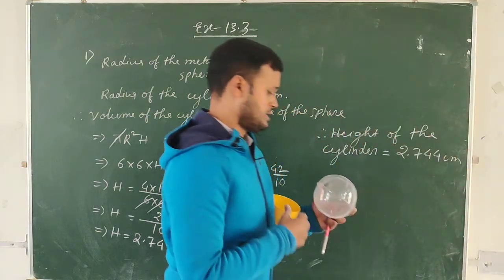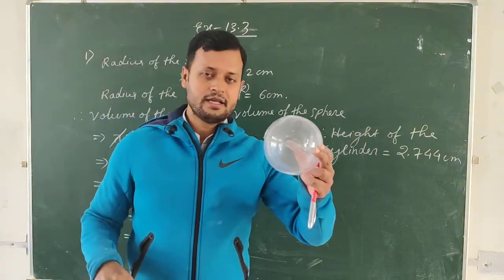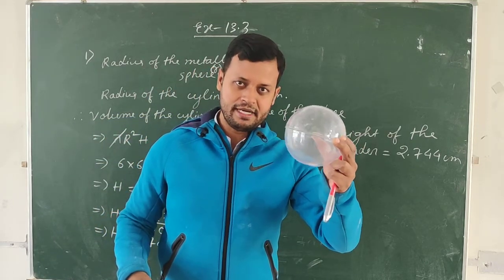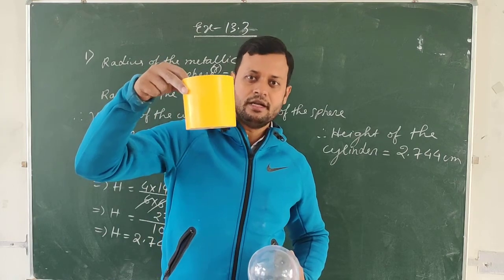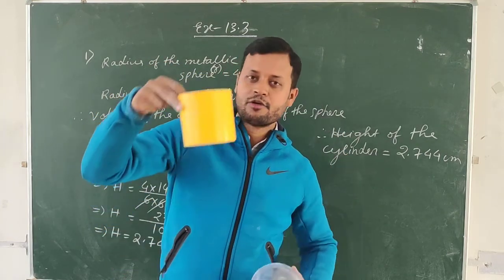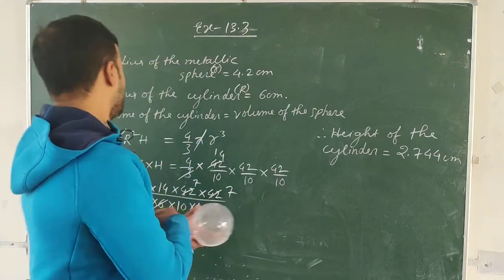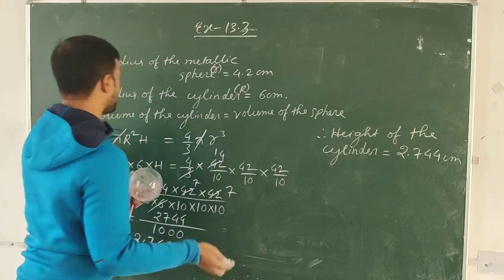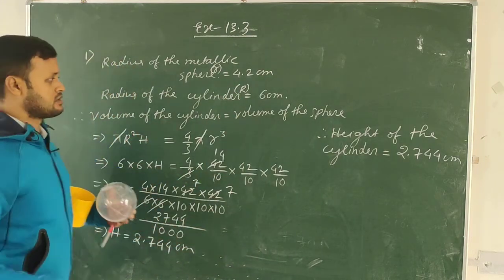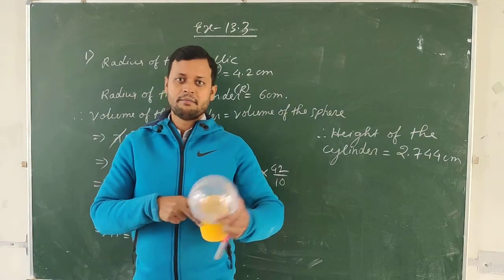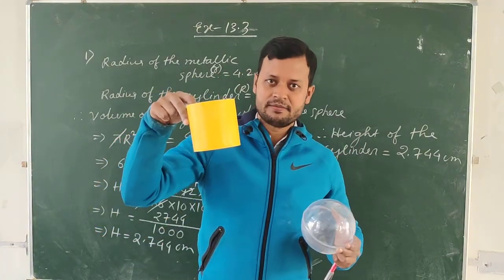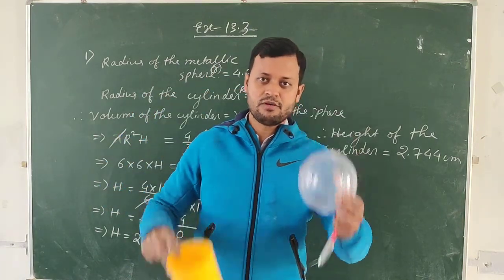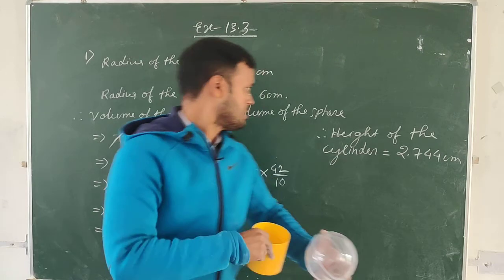Here you see this is a metallic sphere. This metallic sphere is melted, and whatever we get after melting this metallic sphere, we will form this cylinder. Understood? So this metallic sphere is melted to make this cylinder. Radius of the metallic sphere is small r, and radius of the cylinder is capital R, 6 cm. Now volume of the cylinder is equal to volume of the sphere, because from the sphere only the cylinder is made. After melting this sphere only the cylinder is made. Therefore the volume of the sphere will be equal to the volume of the cylinder. Understood? So that is what we did here.